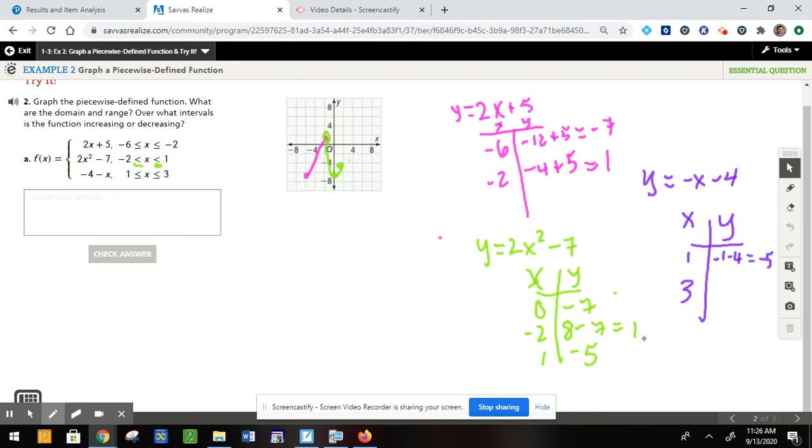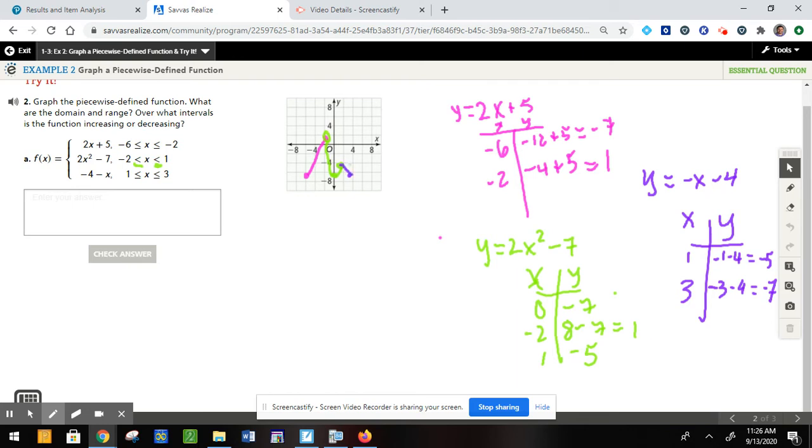So it is the exact same ordered pair there. I'm just going to close the point there. And then for 3, it'd be -3 minus 4, which is -7. So at the ordered pair 3, it's going to go down to -7. So it'll look like that.